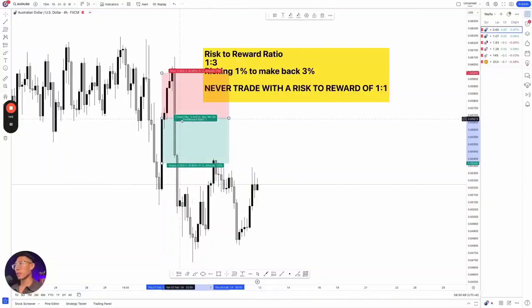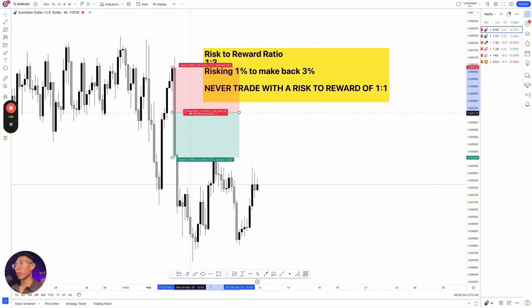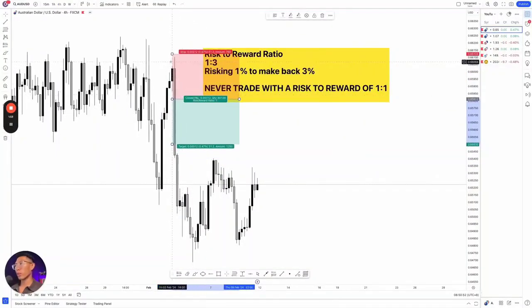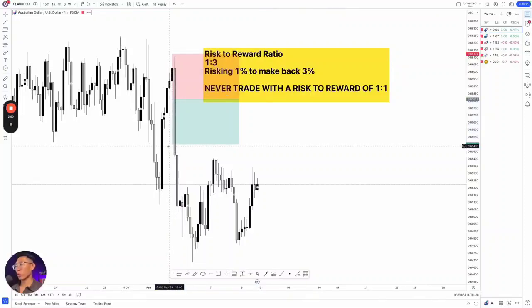Let's say you enter for a sell right here, your stop loss right here above this, and your take profit right here. In this case, it's a 1:1 risk to reward ratio. You risk probably about $10 on this trade because your account only has like what, $100 or something? No, $1,000. So you use 1% on this trade, $10, and you make back another $10 right here.